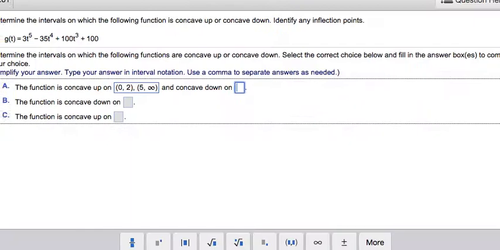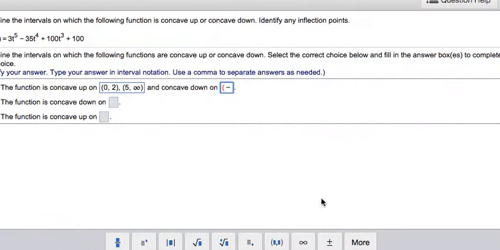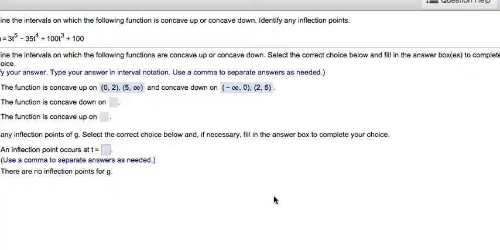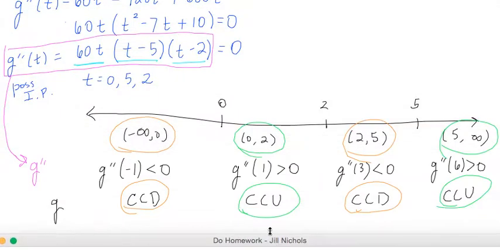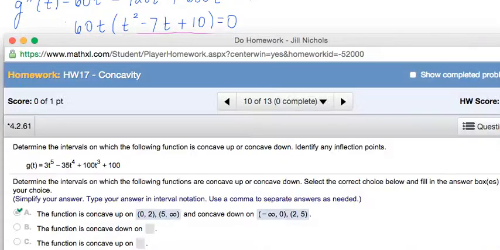Concave down from negative infinity to 0, and 2 to 5. Okay, so where are the inflection points? Everywhere where it changes. So actually it changed at all three of those t values, so 0, 2, and 5.